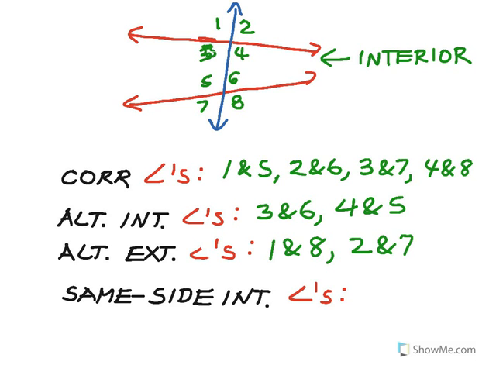Okay, and then lastly, same side interior angles are on the same side of the transversal on the interior. And so 3 and 5 is a pair of same side interior angles, and 4 and 6 is a pair of same side interior angles. So these angles all come in pairs.